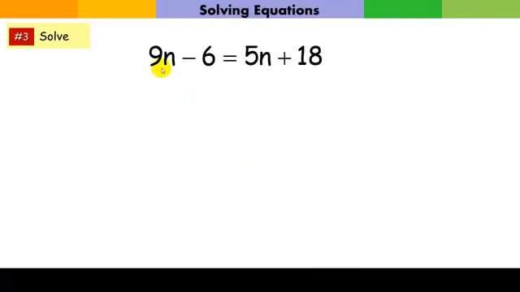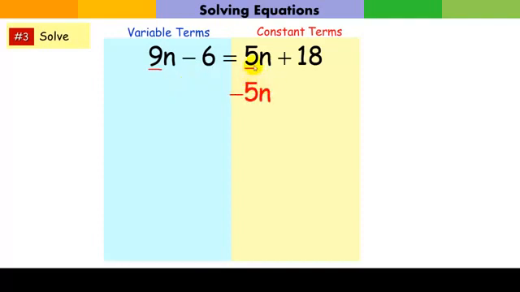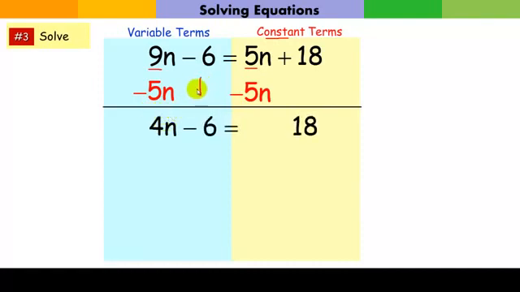Alright, again I noticed that the coefficient 9 is larger than the coefficient 5, so I'm going to collect all my variable terms on the left side. So I'm going to subtract 5n from both sides, because this is a variable term that's on the constant side, and I want to eliminate him. When I subtract 5n, he goes to 0. But if I do it to one side, I do it to the other, leaving 4n minus 6 equals 18. At this point, it's just a simple two-step equation. I add 6 to both sides.